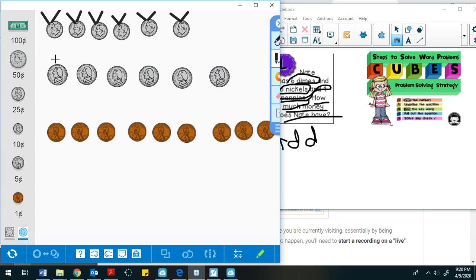Nickels are worth 5 cents. I'm going to count by 5s until I get to 5. 5. So nickels each get 1 hair. So I'm going to draw 1 hair on all of my nickels. Pennies are worth 1 cent, which means we can't count by 5. So we're going to draw freckles to show that we're counting by ones.